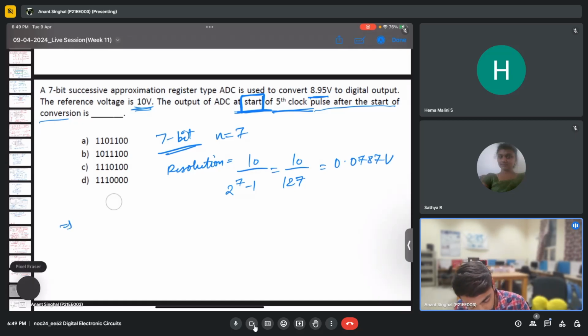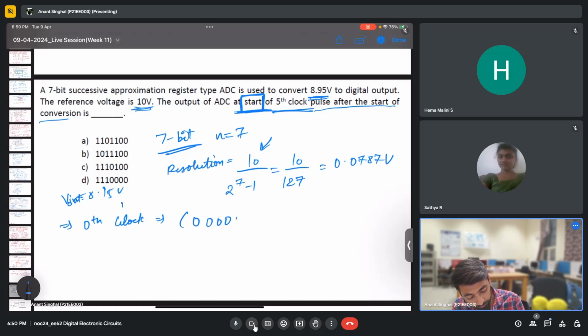Again, V reference is given as 10, so I've written 10 here. The final output is 8.95 volts. So at the 0th clock, we have all the zeros. So we have 7 zeros, which is less than V in. So we'll keep the bit.